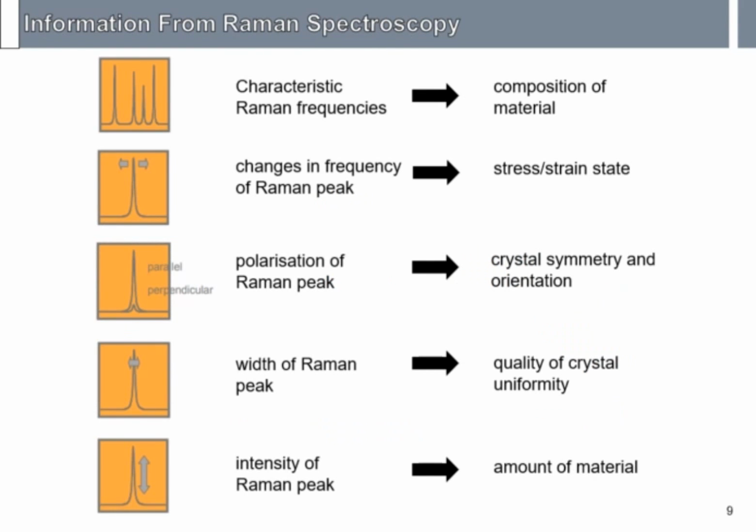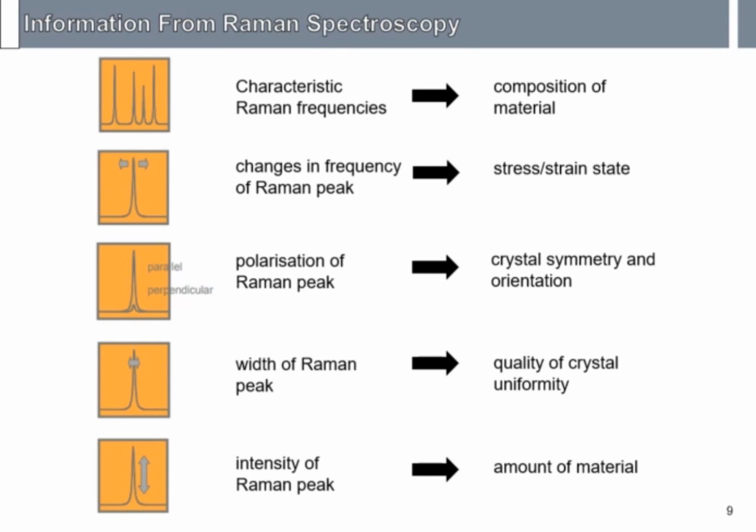So what do we get from Raman spectroscopy? The characteristic Raman frequency can tell the composition of the material, what that material is composed of, whether it is an inorganic or an organic material. The second one is the change in the frequency of the Raman peak, which can tell the stress-strain state of the object, because the stress-strain state affects the vibration of the molecule, causing a shift in the frequency of the Raman peak.